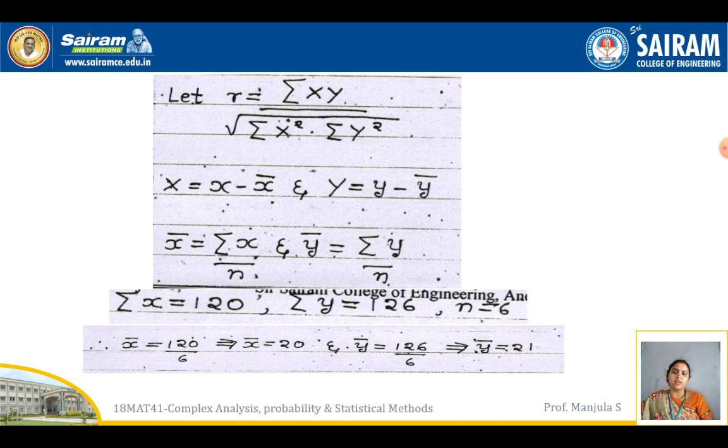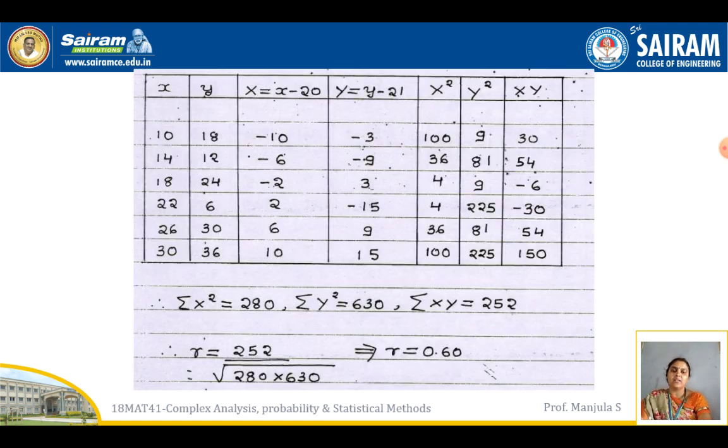This is our x bar value. Y bar is nothing but summation of y divided by n, that is 126 divided by 6, that is 21. So x bar and y bar values we got. So now we'll go for constructing the table, that is x and y.